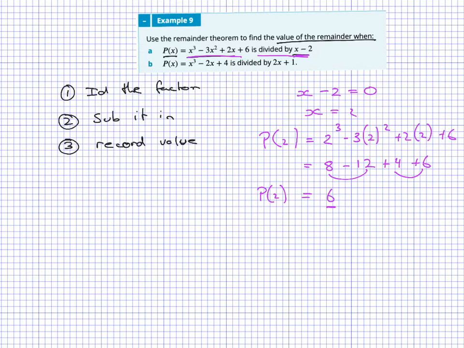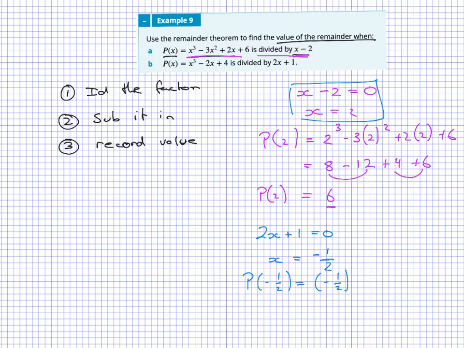All right. Second one is fairly similar, but this is the key step here. You have to make sure you find the actual x value. So in this case, it's 2x plus 1 equals 0. So x is going to equal minus a half. All right. So you have to substitute minus a half into the polynomial.